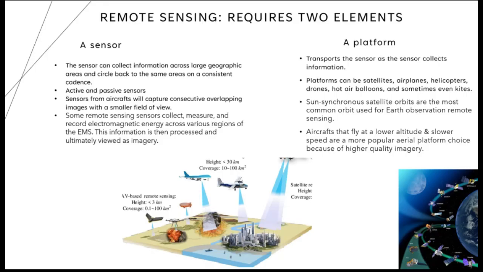Remote sensing requires two elements, a sensor and a platform, which I have already discussed in previous slides, but now I'll get more detailed. A satellite platform is placed in Earth's orbit. The sensor can collect information across large geographic areas and circle back to the same areas on a consistent cadence. Aircraft and aerial platforms are more targeted than satellites, typically collecting imagery over a smaller geographic area or field of view. The way that aerial imagery is collected varies depending on the aircraft type and the sensor type, active or passive, which we will talk about later as well.